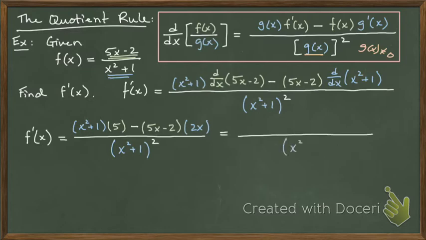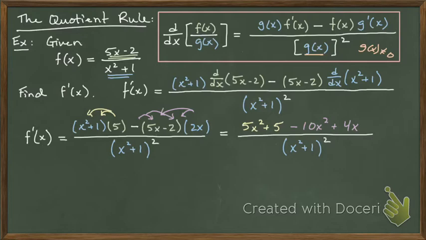This simplifies a bit. I leave the denominator alone, and I'm just going to FOIL everything out here. When I distribute that 5, I've got a 5x squared plus 5. And then I'm going to distribute again over here a negative and a 2x. I get a negative 10x squared plus 4x.